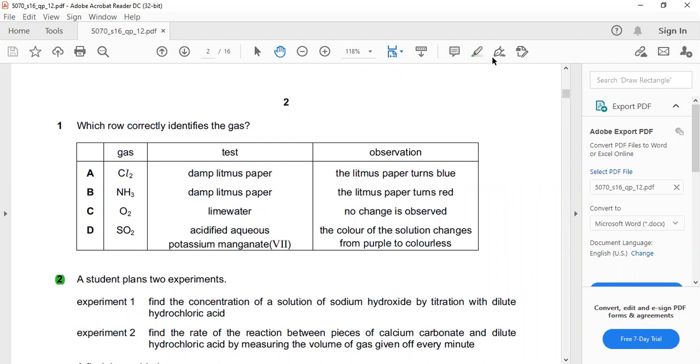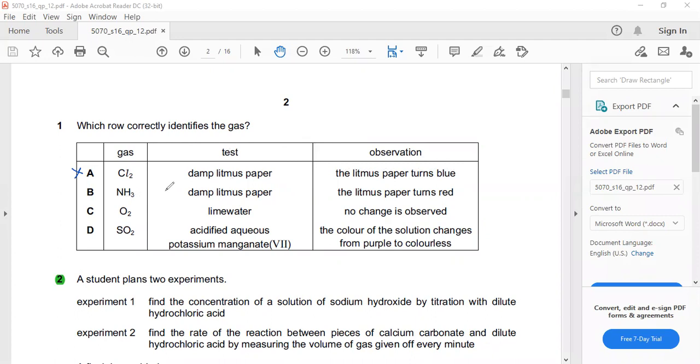Okay, question number one is about gas. You must know all the properties of gas. I told you the first thing is that chlorine is a bleaching agent. First thing is eliminate the wrong option. Chlorine is a bleaching agent. It turns the color. Okay.